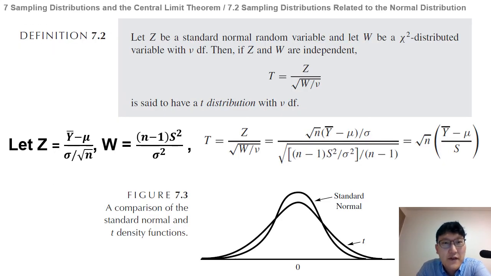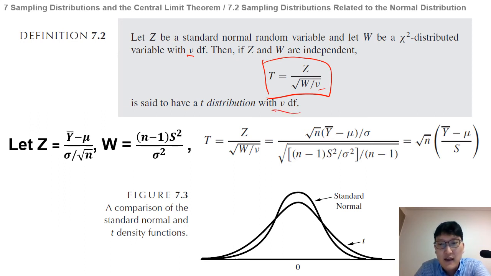Here comes the definition 7.2. Let Z be a standard normal random variable, and let W be a chi-square distributed random variable with nu degrees of freedom. Then if Z and W are independent, if we define our T this way, T is Z divided by the square root of W divided by nu, T is said to have a t distribution with nu degrees of freedom.